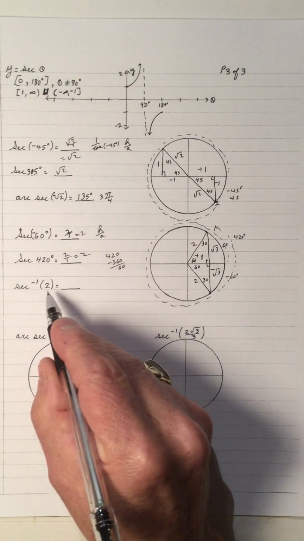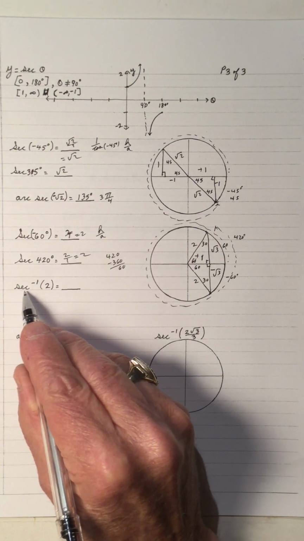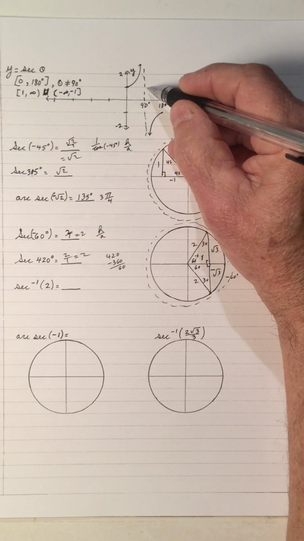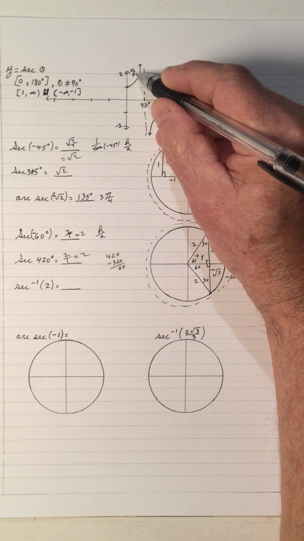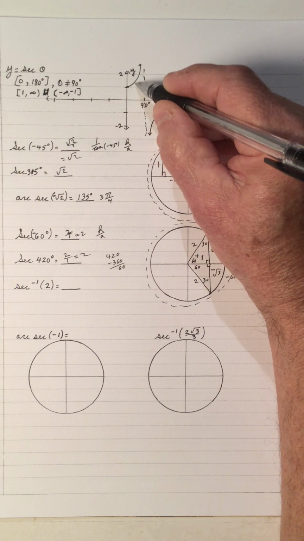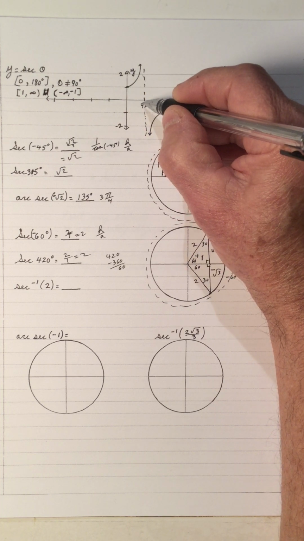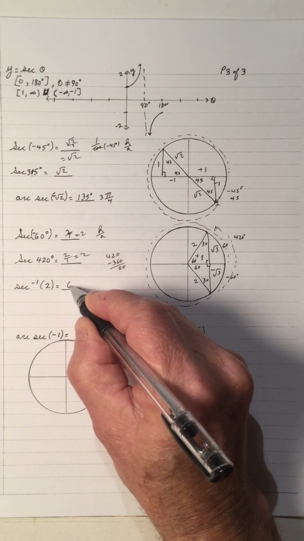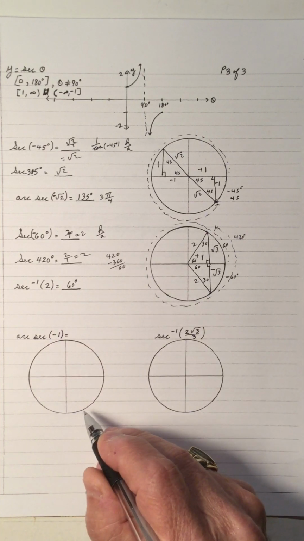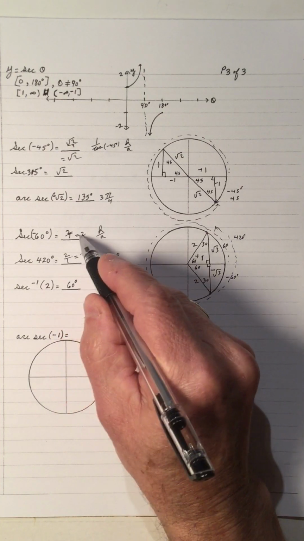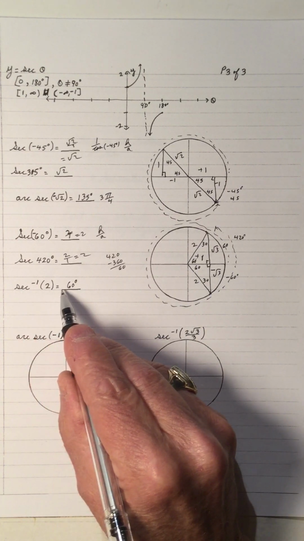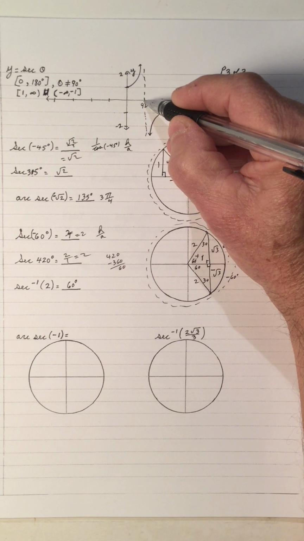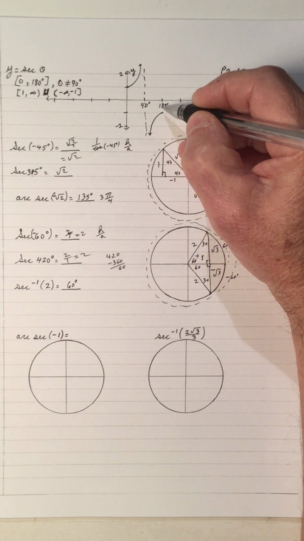But what about the arc secant of 2? Well, let's look back at where we restricted. 2 is right here. So that means the angle must be between 0 and 90. And between 0 and 90, that means the angle must be in the first quadrant. So this angle must be 60. Even though these angles gave us a 2, the restriction on secant has to be between 0 and 180, positive for 0 to 90, negative from 90 to 180.